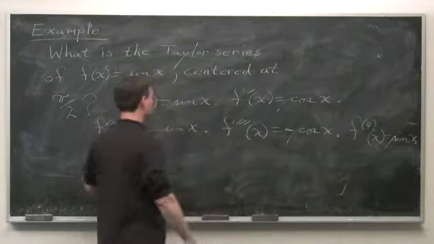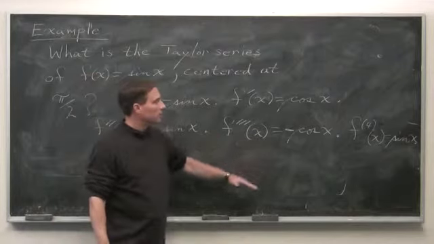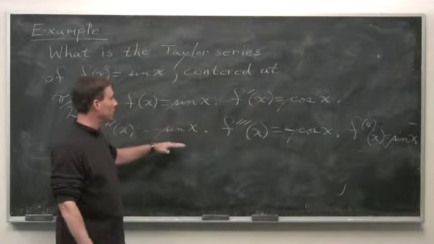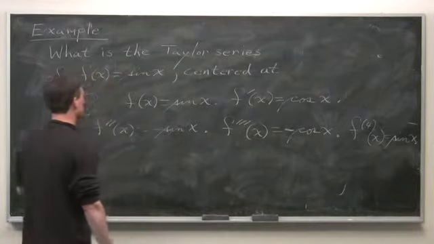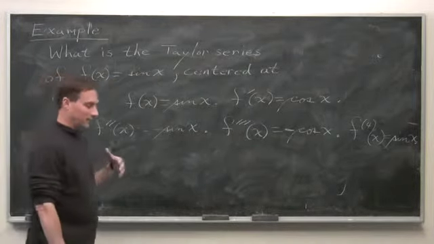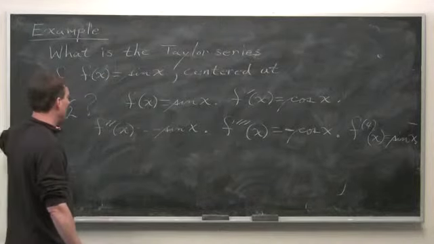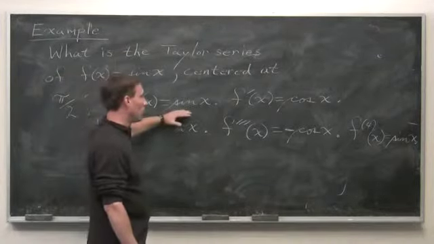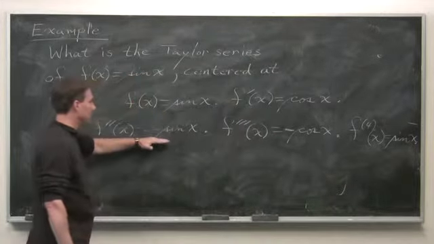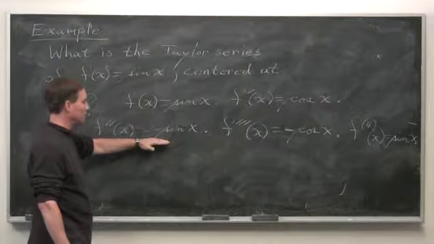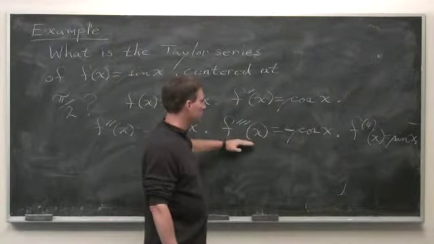So the derivatives of sine go sine, cosine, minus sine, minus cosine, and it'll keep doing that. Well, that's nice because it means we don't have to write down an infinite number of derivatives exactly. When you plug in pi over 2, sine of pi over 2 is 1. The cosine of pi over 2 is 0. Negative sine of pi over 2 is negative 1. And cosine is still 0.